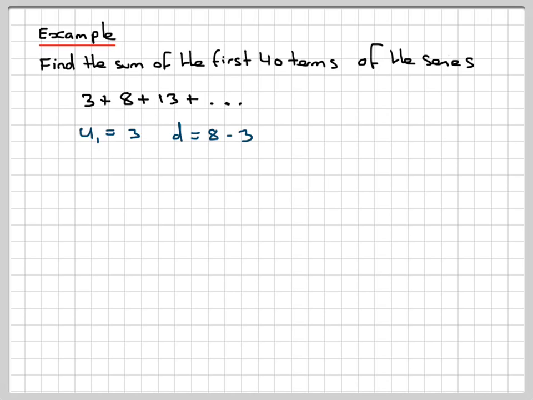So write down a few things. U1 is 3. It's always a good idea to write this down. d is 8 minus 3, which is 5. And n is going to be 40. Writing down the sum formula, Sn is n over 2, brackets 2 times U1 plus n minus 1 times d.